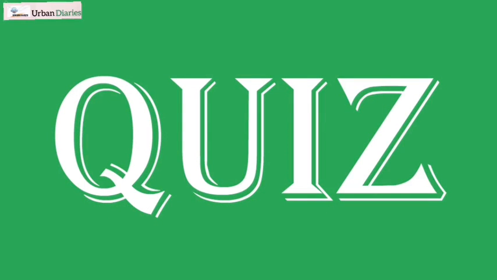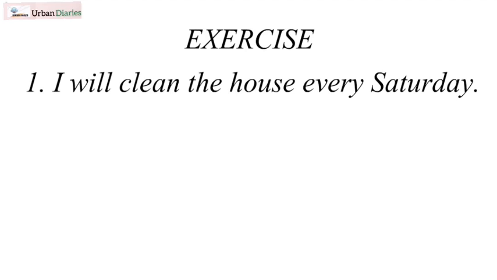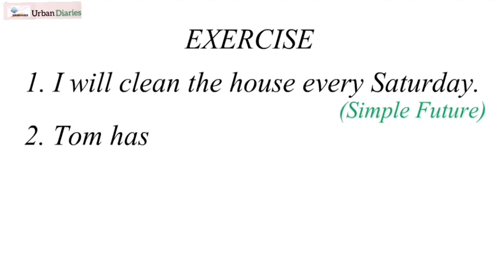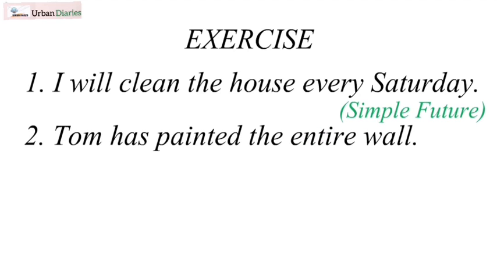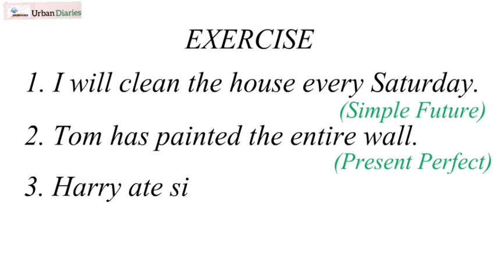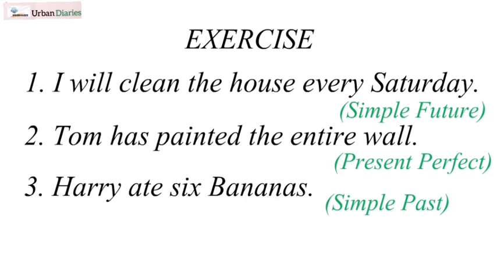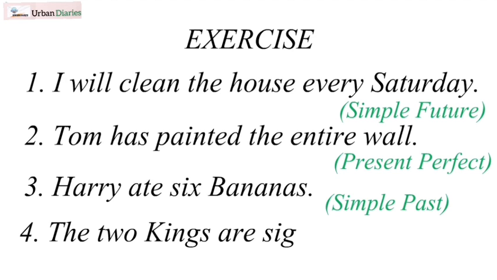Now is the time for a quiz. I'm gonna give you 4 sentences in active voice and you will write the answers in passive voice in the comment section below. Make sure you follow all 5 steps one by one. Number 1. I will clean the house every Saturday. Change this active voice into passive voice. Second, Tom has painted the entire wall. This sentence is in present perfect and you need to change it from active voice to passive voice. Number 3. Harry ate 6 bananas. Number 4. The 2 kings are signing the treaty.